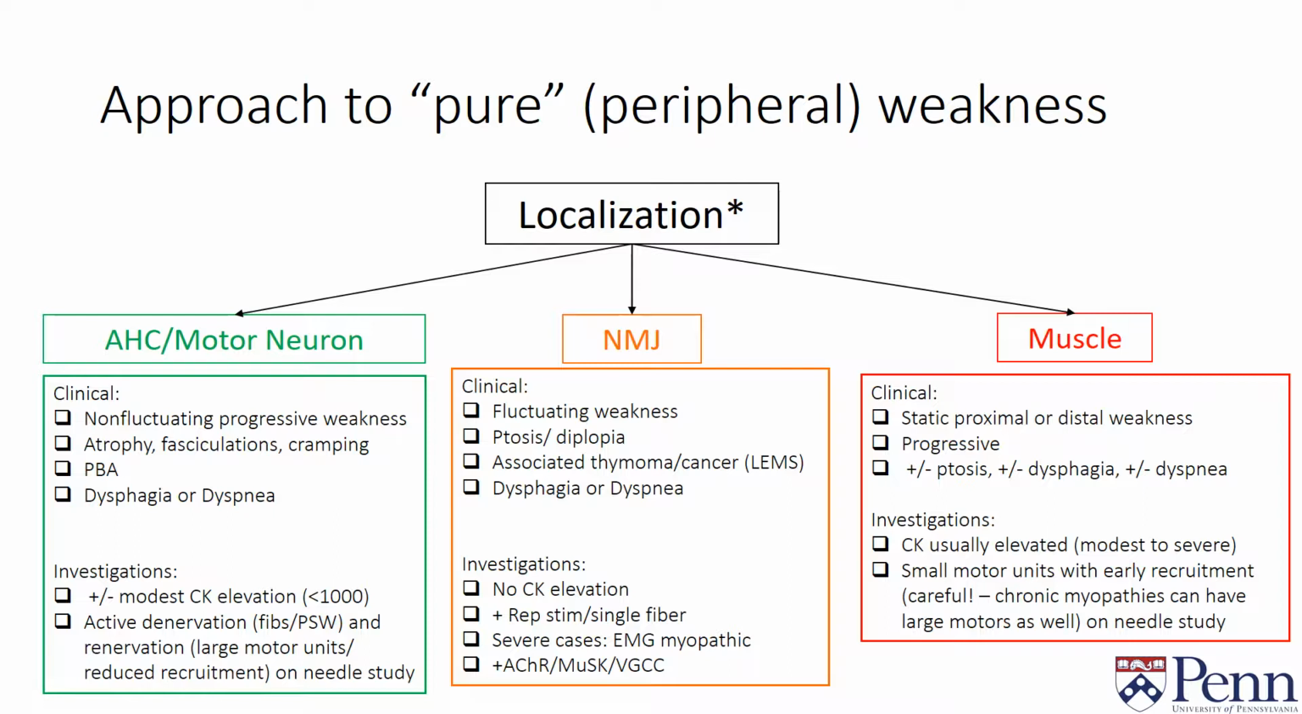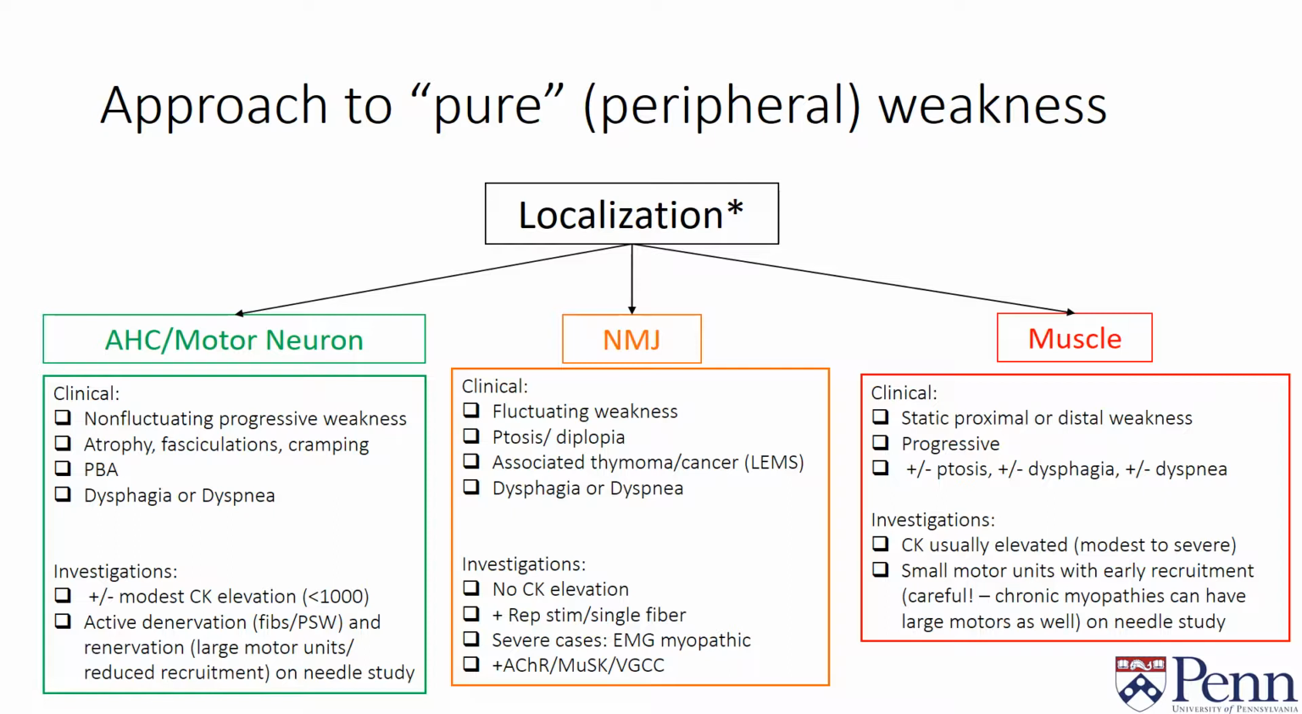And the EMG is often quite helpful, as we can see active denervation in the muscle on the needle study, and signs of chronic reinnervation in which motor units that are remaining are much larger because they're being supplied by fewer neurons.